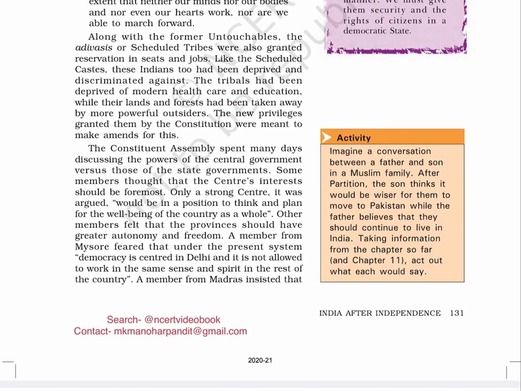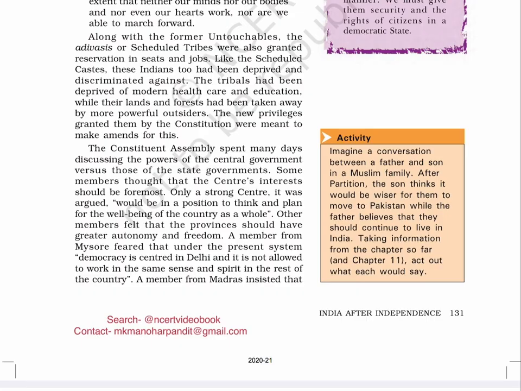Along with the former untouchables, the Adivasis or scheduled tribes were also granted reservation in seats and jobs. Like the scheduled castes, these Indians too had been deprived and discriminated against. The tribals had been deprived of modern health care and education, while their lands and forests had been taken away by more powerful outsiders. The new privileges granted them by the Constitution were meant to make amends for this.